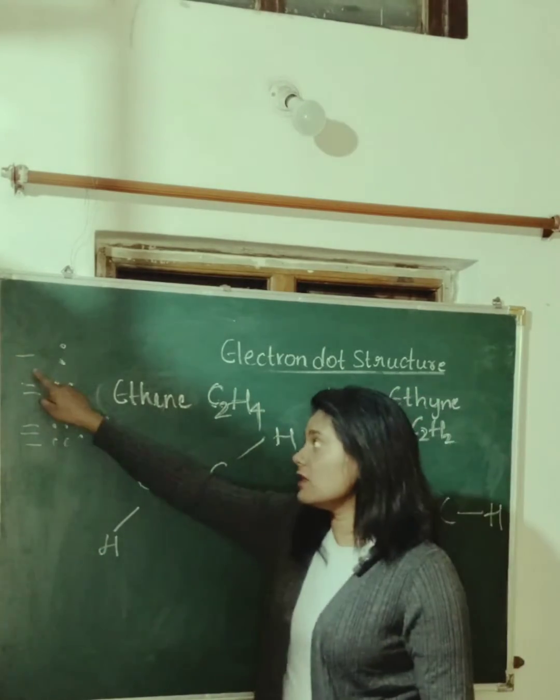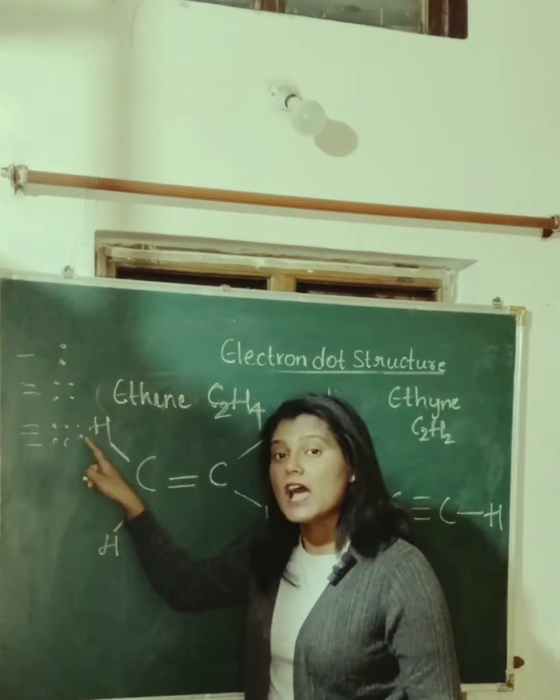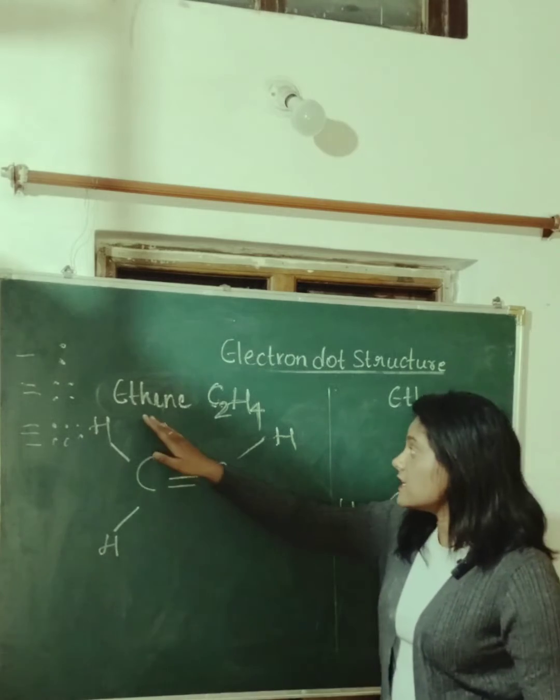Always remember, if it is a single bond, it will have 2 electrons. If it is a double bond, it will have 4 electrons. If it is a triple bond, it will have 6 electrons. Now, let us see the structure for ethene.